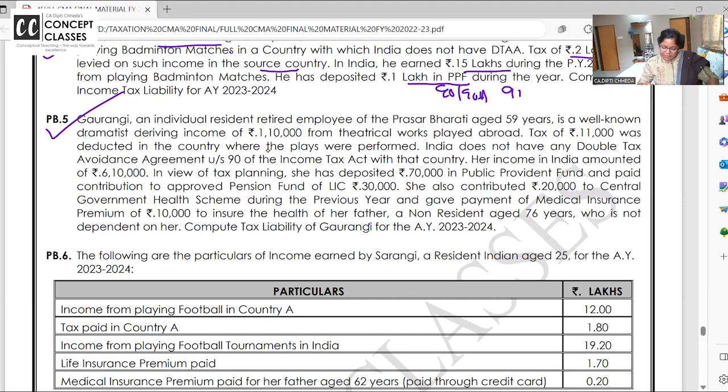Compute the tax liability of Gaurangi for the year. Now, because we don't have the condition satisfying that she has a DTAA with the other country, we will take the relief. Is the concept clear to you, how to read the problem? Before you start in the notebook, it should be clear: will you give relief under 90 or 91? Here it is relief under 91. Let us solve this.